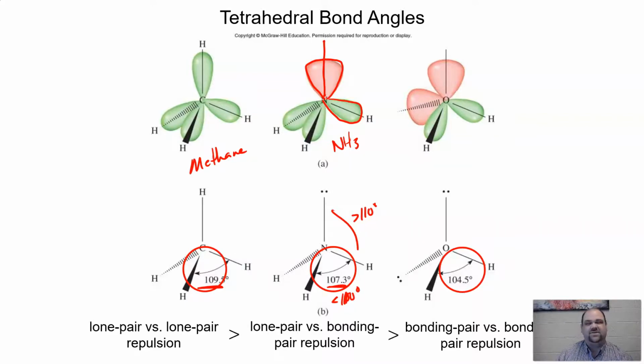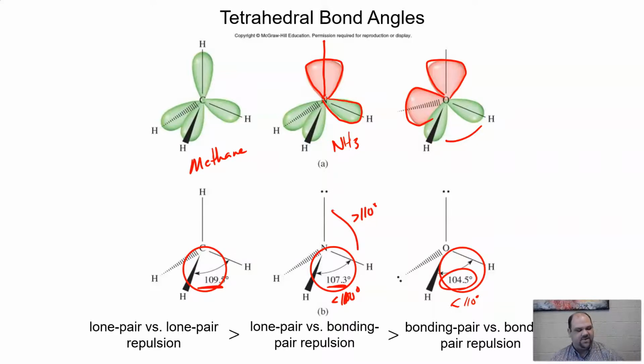In water, where we have two lone pairs, again, those lone pairs occupy lots of space, right? These are fat lone pairs, and so they push these two hydrogens together, and that's 104.5 degrees. And so that's, again, less than 110 degrees. Okay?